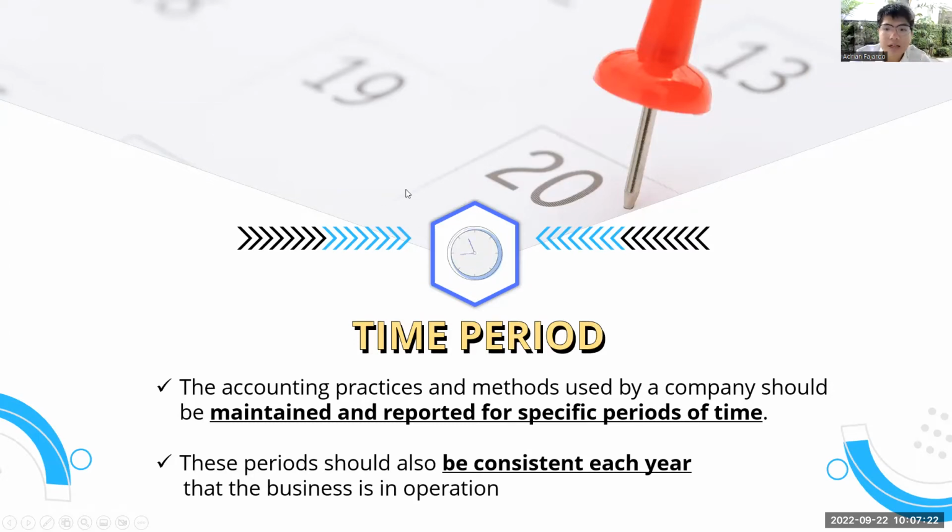In particular, for this lesson, the one that I really wanted to hone in on would be the time period assumption. As a review, the time period means that in terms of accounting practices and methods, their reports are segmented for specific periods of time. And another thing that we note is that in terms of time periods, there's a level of discretion on what type of time periods a company can use. But the key thing here would be that once they have chosen their time period, it has to be consistent each year.